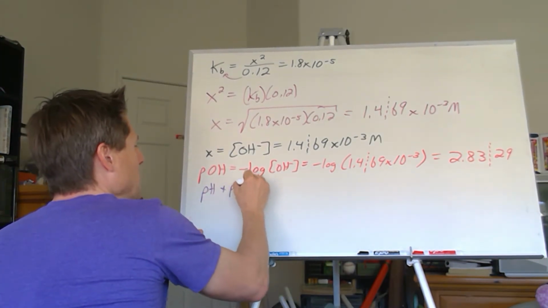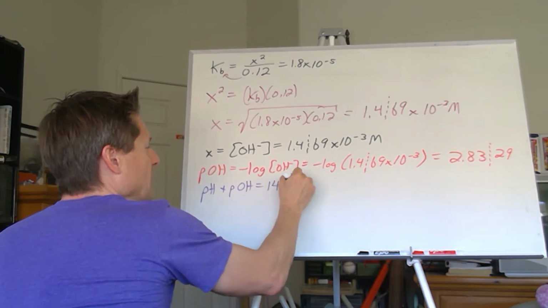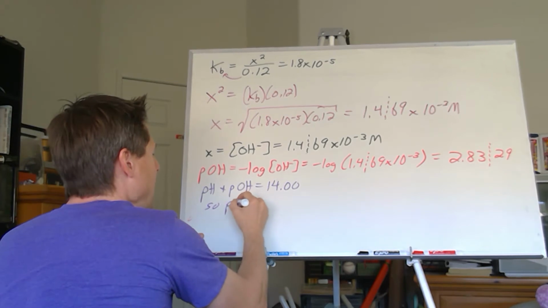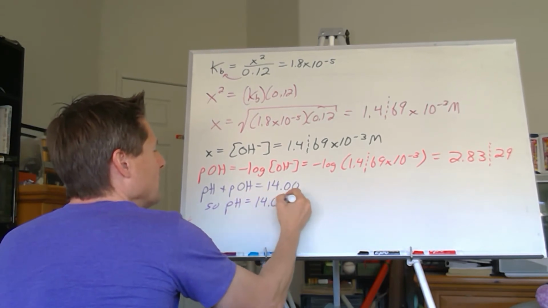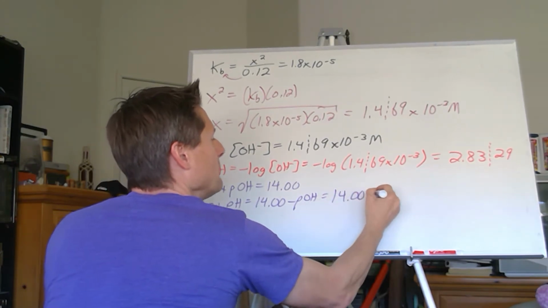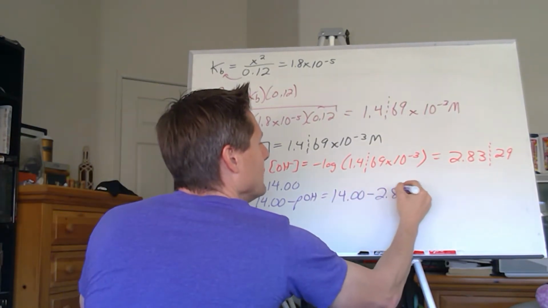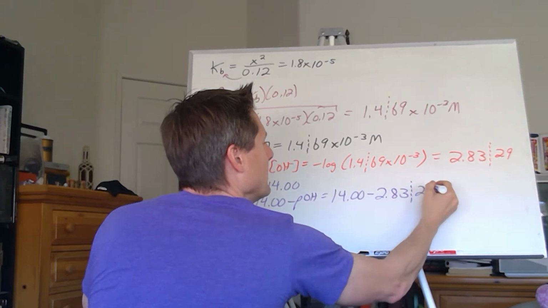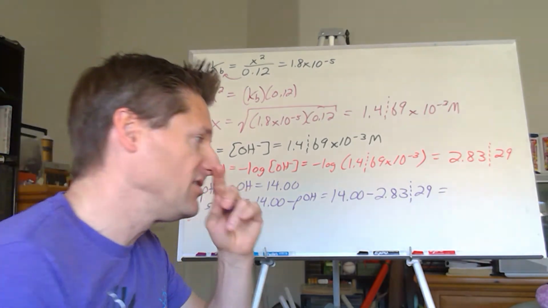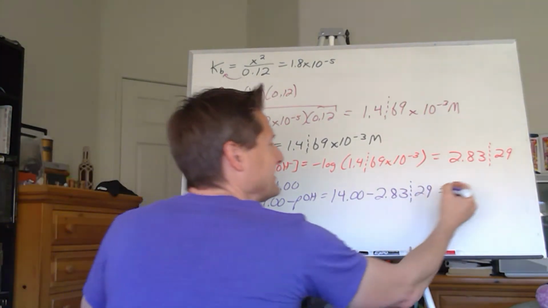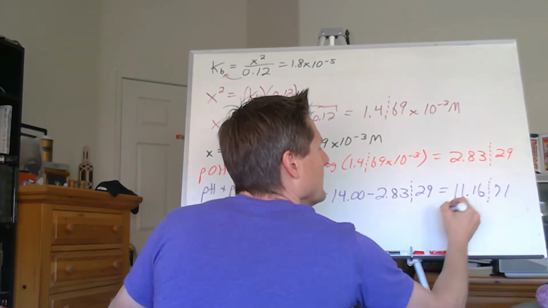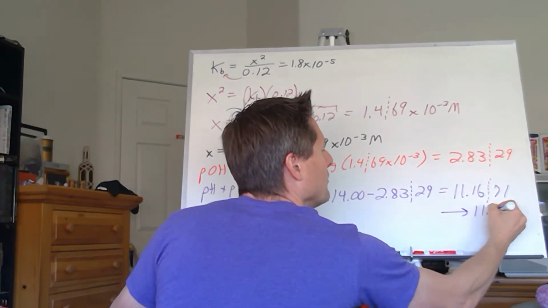Remember, pH plus pOH is 14.00, correct? So my pH will be 14.00 minus the pOH. So that'll be 14.00 minus 2.8329. 2 decimal places there, 2 decimal places there. So I'm limited to 2 decimal places. I get 11.1671. So that rounds up to 11.17.